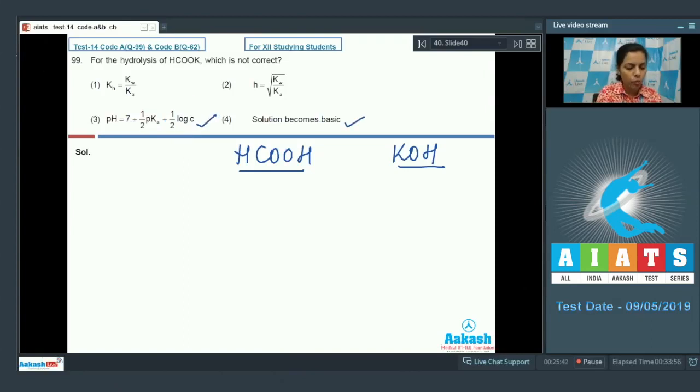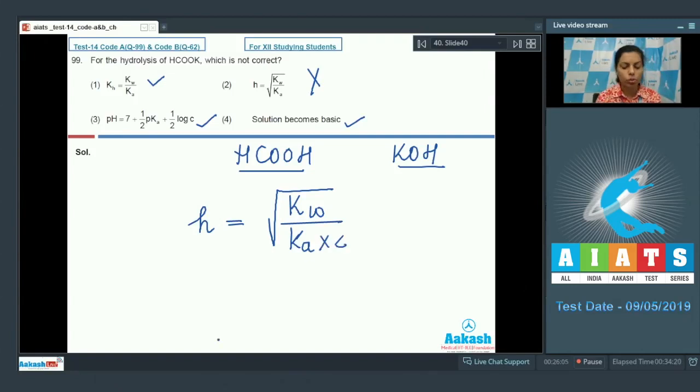These two are correct. First one is Kh is equal to Kw by Ka. This relation is also correct. Let's check the last one. Second option, h is equal to root Kw by Ka. This is an incorrect relation because h is equal to root of Kw upon Ka into C. So this is the correct relation. So only one option is incorrect here, that is option 2, that you can choose.